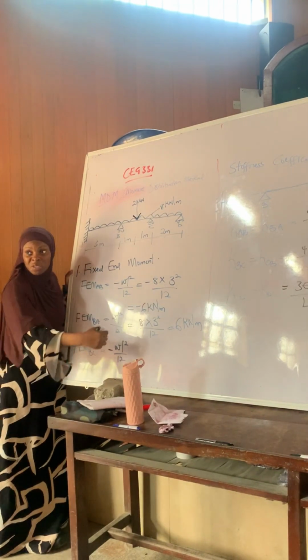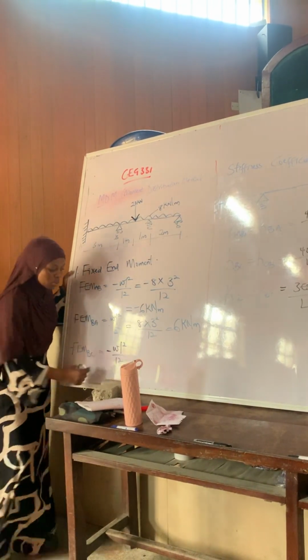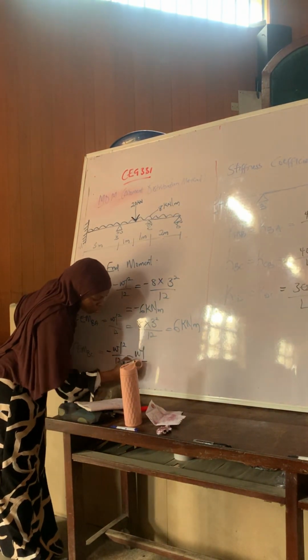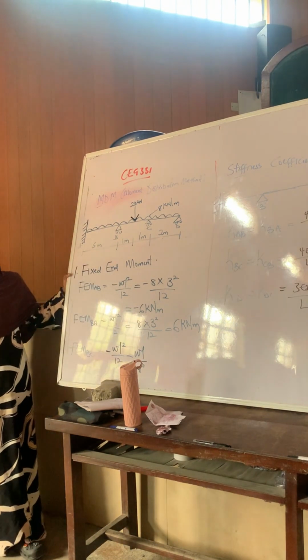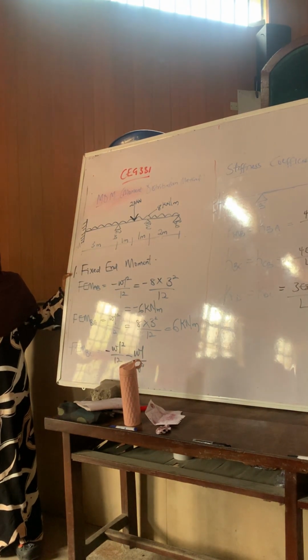Move your water bottle. Plus minus W is still minus, right? That is minus WL over 8. Do we understand? No. We'll put it together.